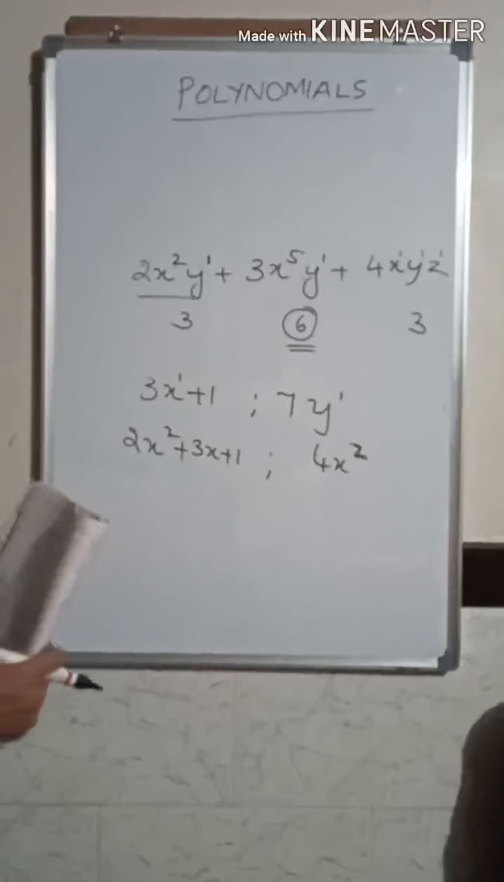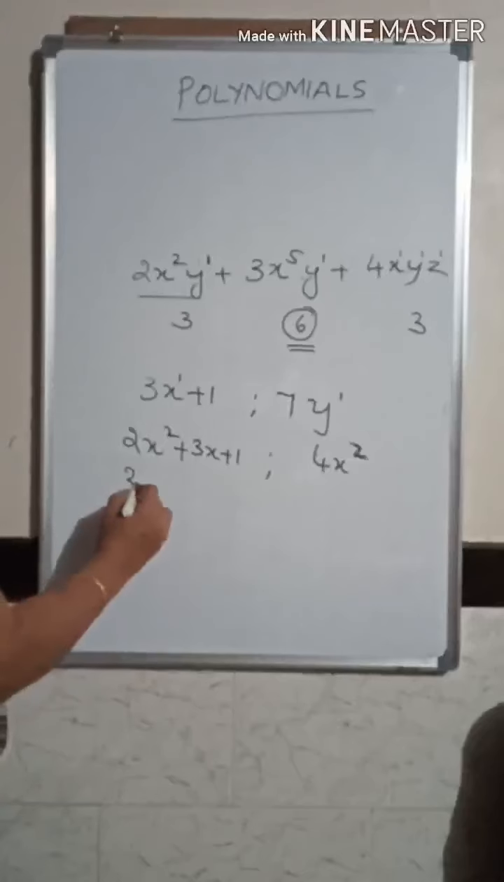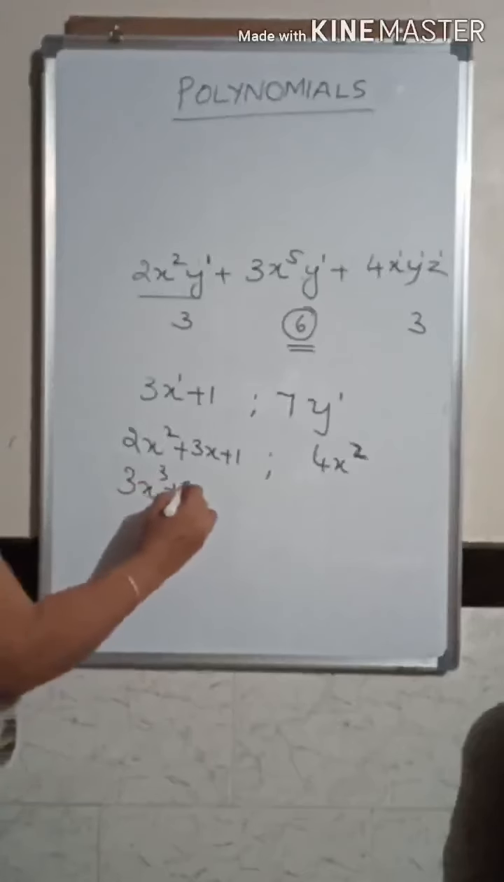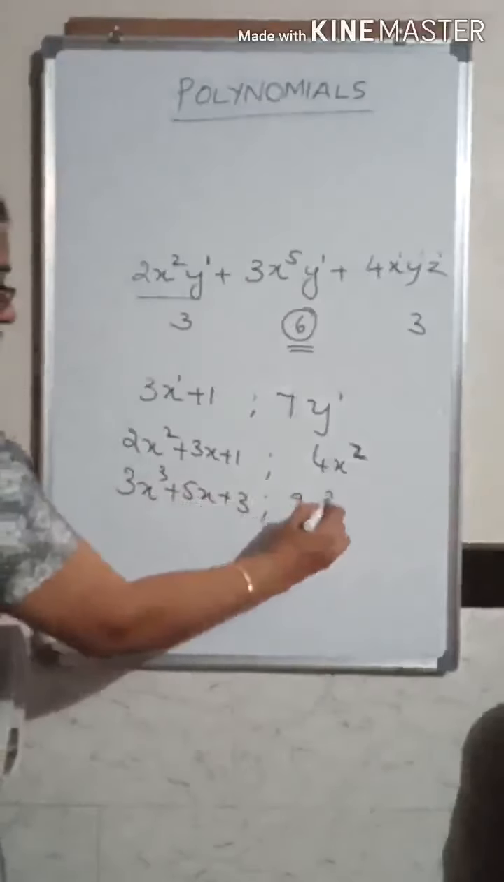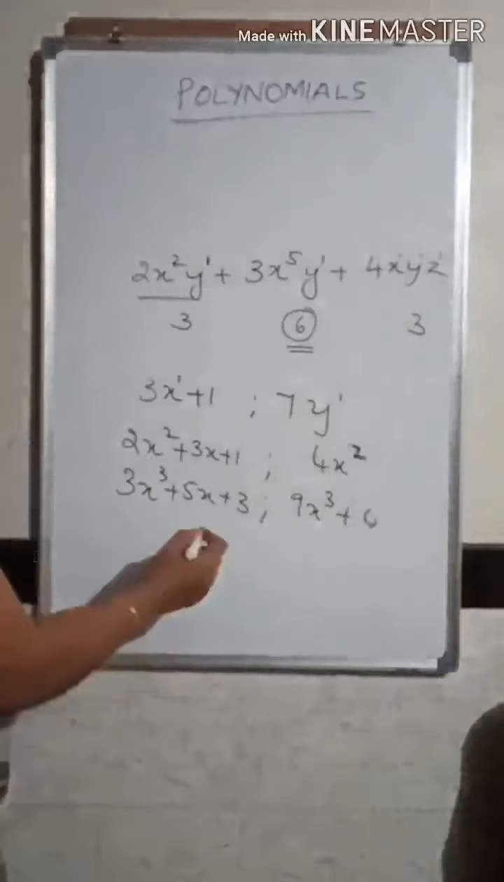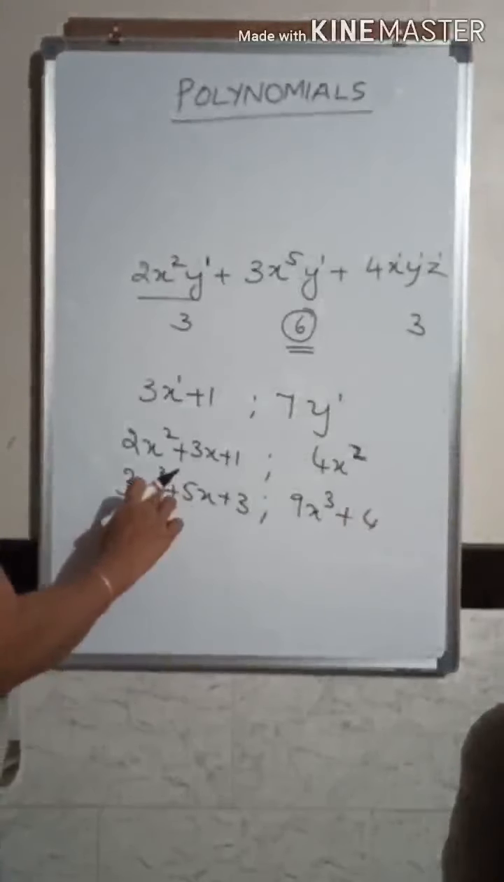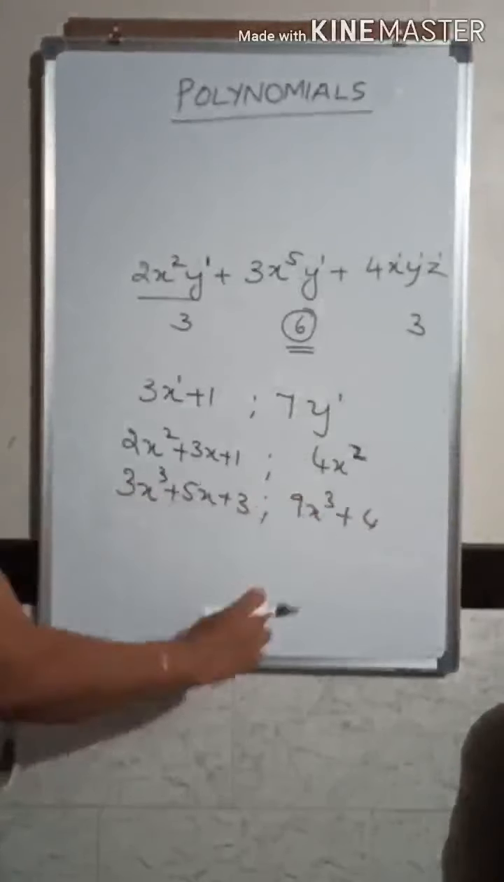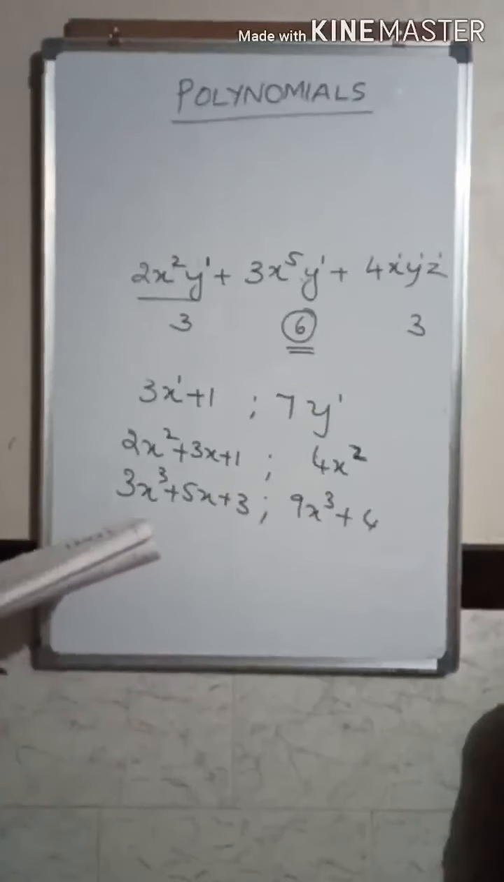Now next you have got what is a cubic polynomial. In a cubic polynomial, the highest power should be equal to 3. So for example, 3x cube plus 5x plus 3 or 9x cube plus 4. So here when you compare this polynomial, the highest power is 3. Here also the highest power is 3. So such type of a polynomial you call it as a cubic polynomial.